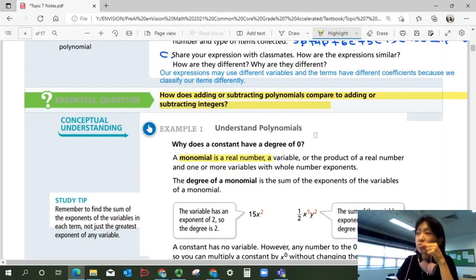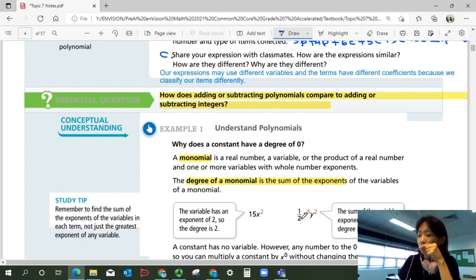A monomial is a real number, a variable, or the product of a real number and one or more variables with whole number exponents. Okay, so 15x squared on the bottom here is a monomial. The degree of a monomial is the sum of the exponents of the variables of a monomial. Okay, so if you look at the powers, 15x squared is one term. It is a monomial. And the degree of the monomial is 2 because the power of the variable is 2.